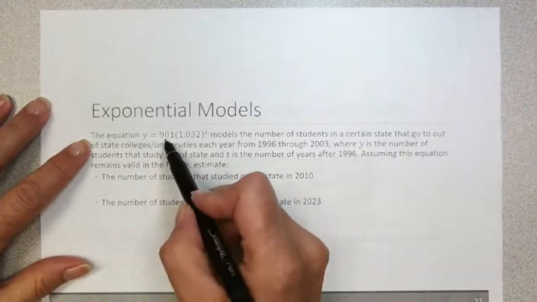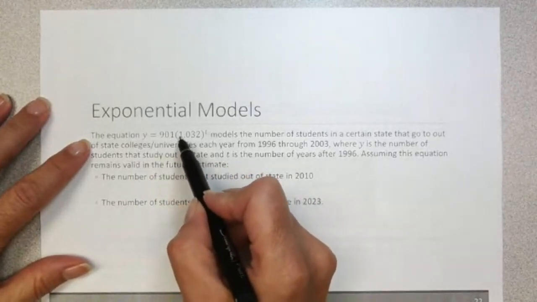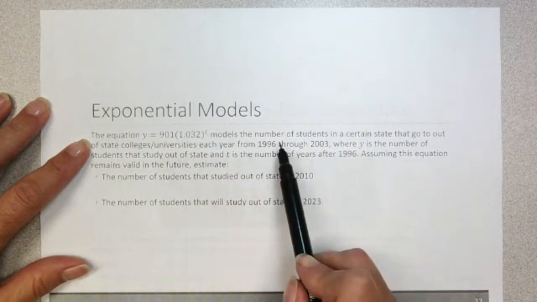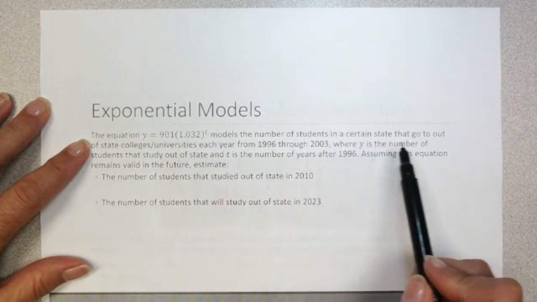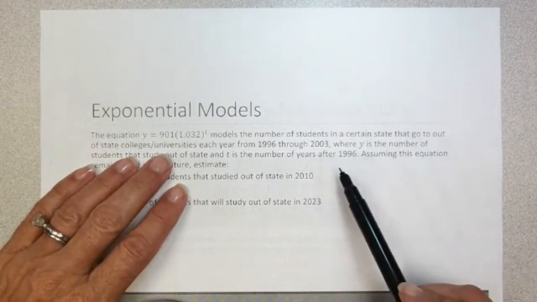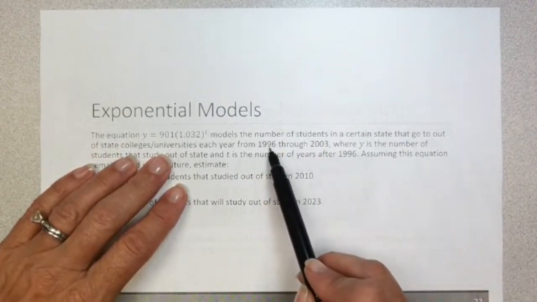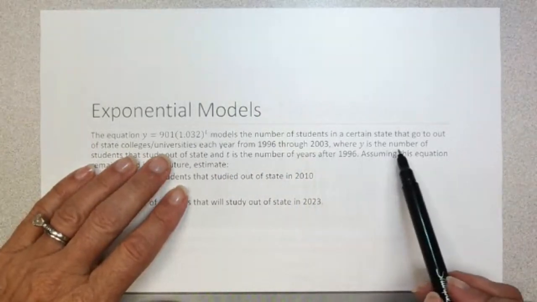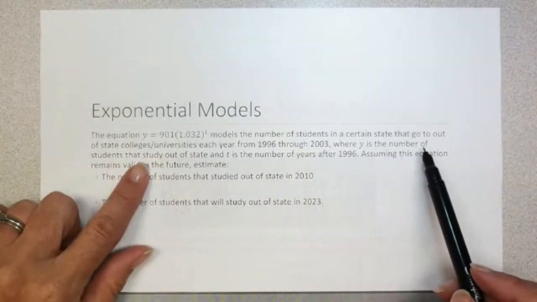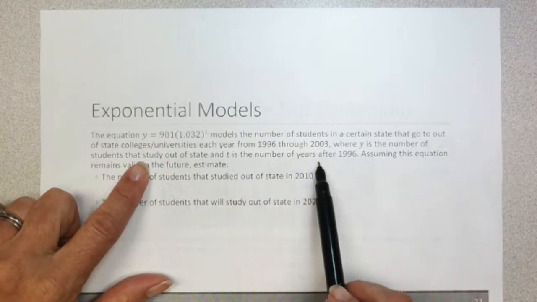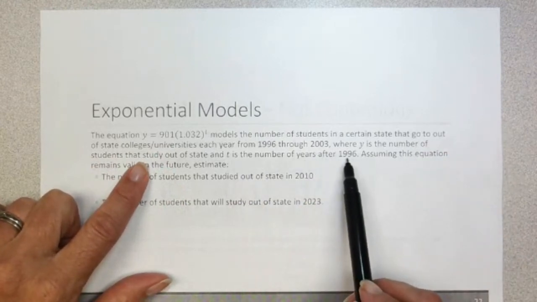We have this equation, y equals 901 times 1.032 raised to the t power. This equation models the number of students in a certain state that go to out-of-state colleges or universities each year from the years 1996 through 2003. Y is representing the number of students that study out of state. T is the number of years after 1996.